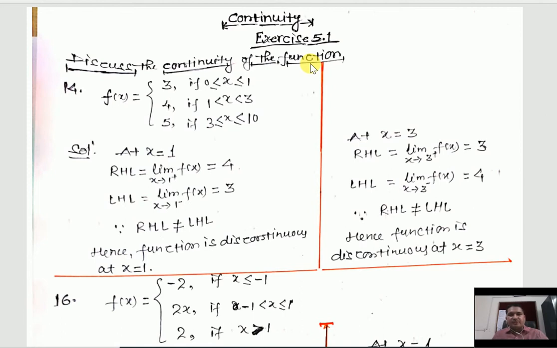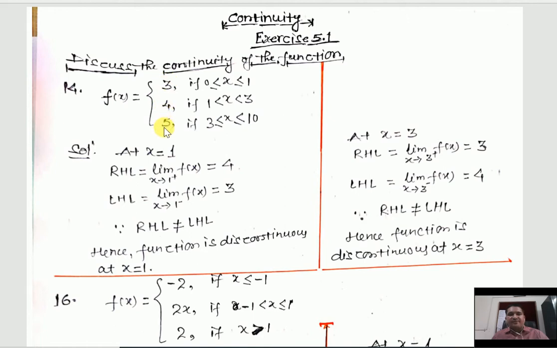Today's topic: continuity, a CBSE topic. In the previous lecture, I discussed Exercise 5.1 from the NCERT textbook. Questions number 1 to 13 were completed. Now question number 14: discuss the continuity of the function. Very simple problem it is.